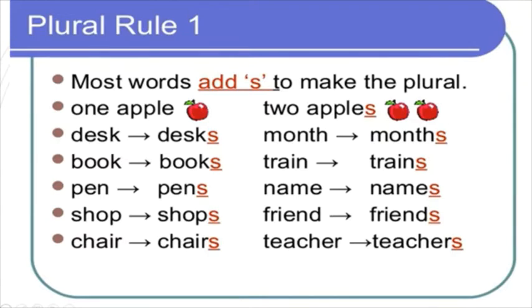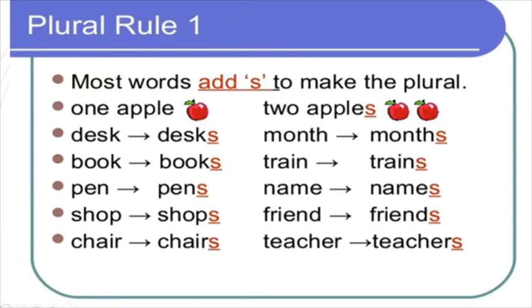Can you see there are examples? Look at the first one. One apple. So, it is singular. The other side, there are 2 apples. So, we want to pluralize the apple. Then we can add s and form the plural word apples.